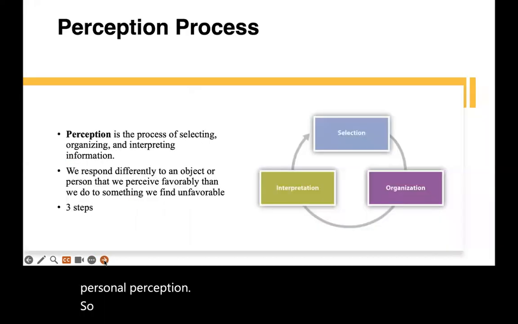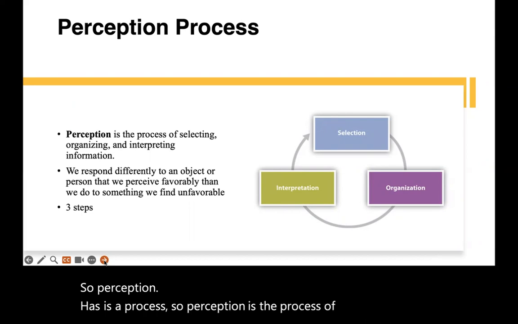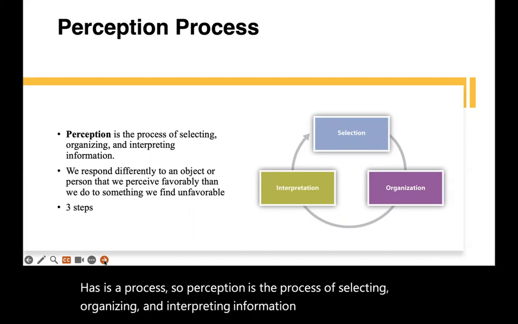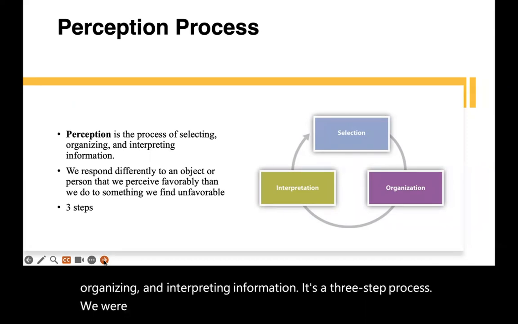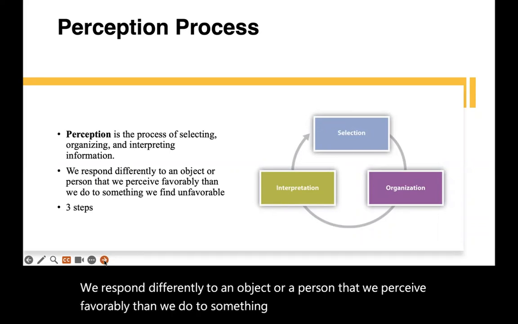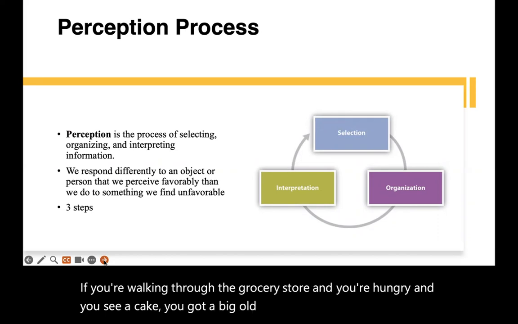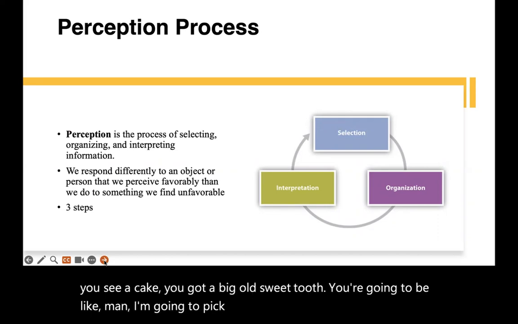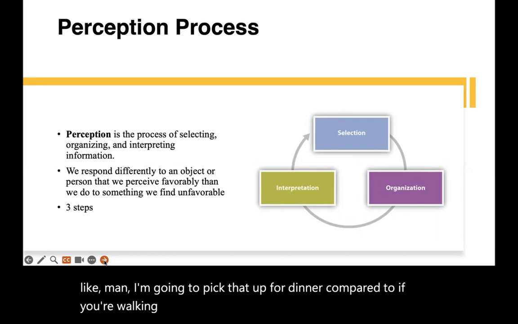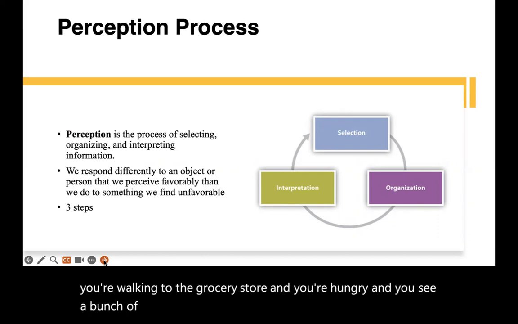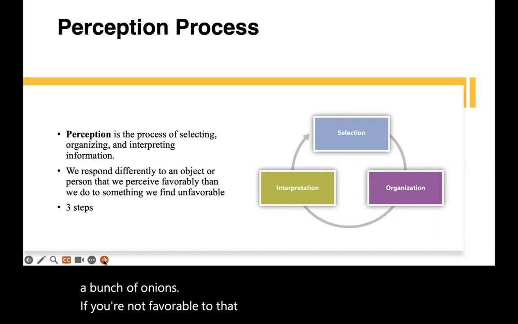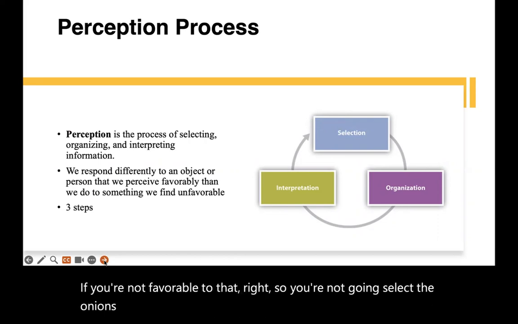So perception is a process. Perception is the process of selecting, organizing, and interpreting information. It's a 3-step process. We respond differently to an object or a person that we perceive favorably than we do to something we find unfavorably, right? If you're walking through the grocery store and you're hungry and you see a cake, you got a big old sweet tooth, you're going to be like, man, I'm going to pick that up for dinner. Compared to if you're walking to the grocery store and you're hungry and you see a bunch of onions, you're not favorable to that, right? So you're not going to select the onions over the cupcake.